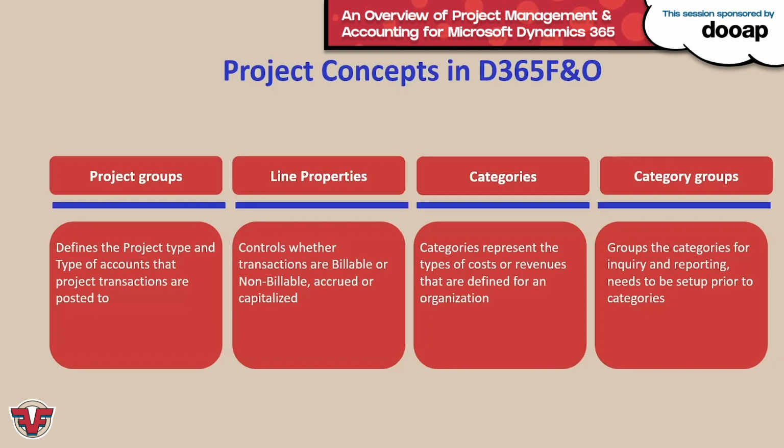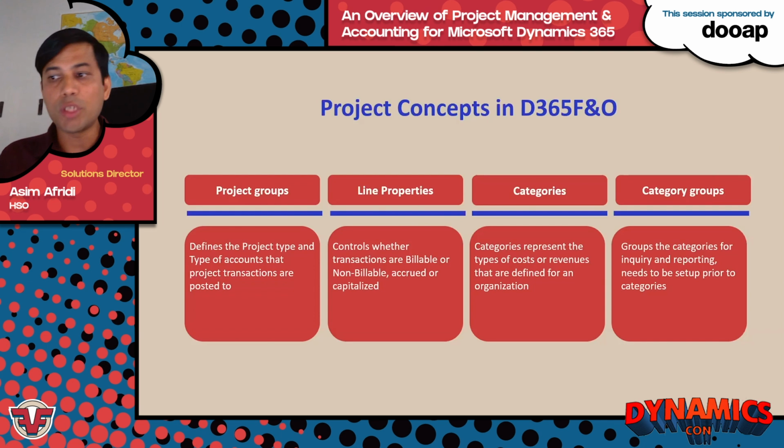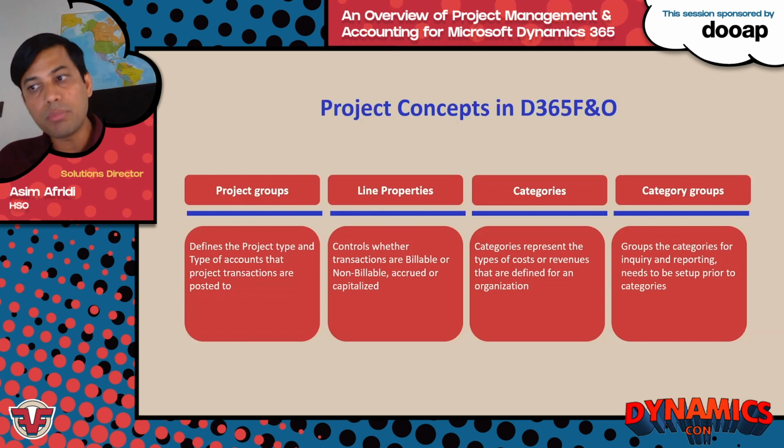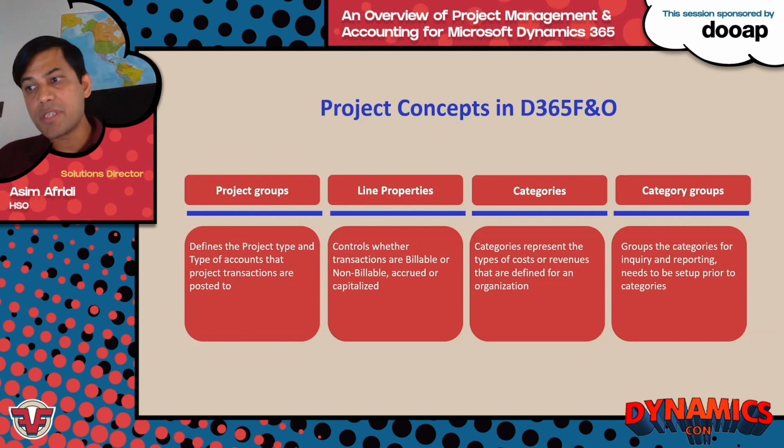Every project must belong to a project group. Therefore, you must set up at least one project group when you are setting up the project management and accounting module. So in the project posting profile form, you can define project postings at individual project level, project group level, or at categories level. Line properties is another important construct which controls essentially whether a project transaction is billable or non-billable, besides marking whether it's accrued or not.